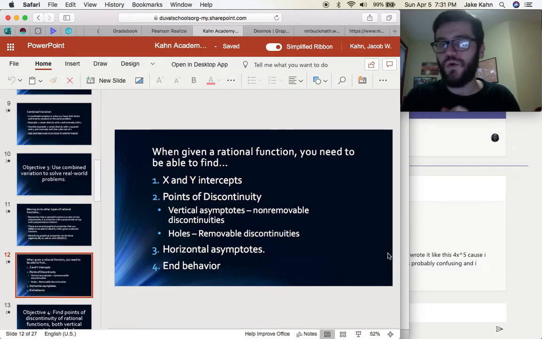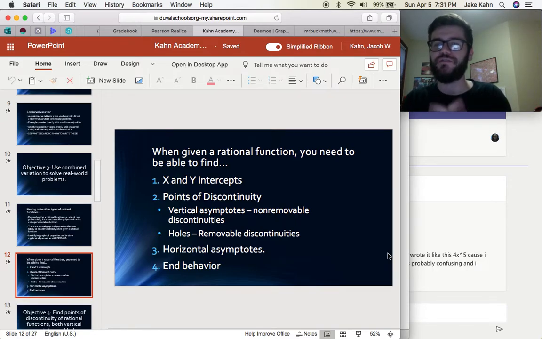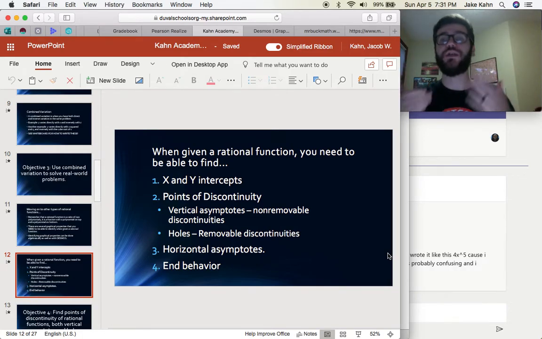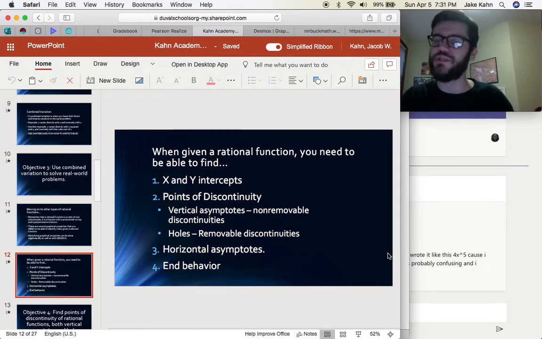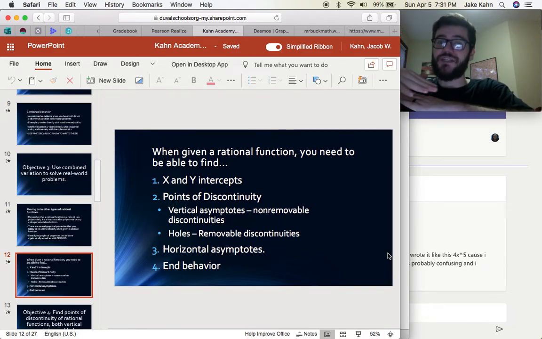There are also horizontal asymptotes that you need to be able to find. And then if I ask you about the end behavior of a rational function, you need to be able to look at the graph and just determine what that is based off of what you see on Desmos. Remember, I don't have this written down, but it's definitely written in your notes from previous units. An asymptote is a line that your function approaches, but it never actually touches, right? It gets closer and closer to the asymptote, but it never actually touches that asymptote.